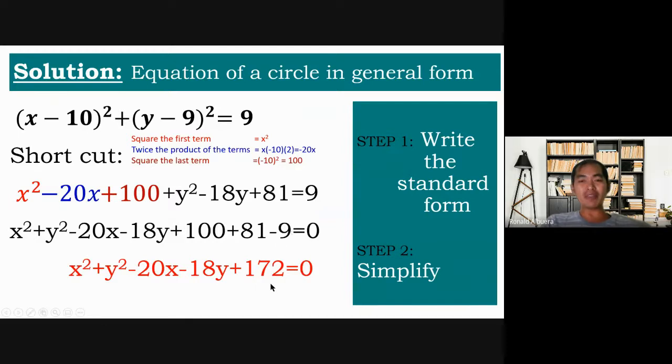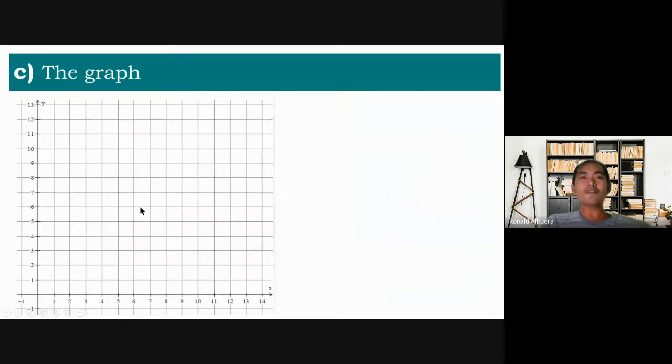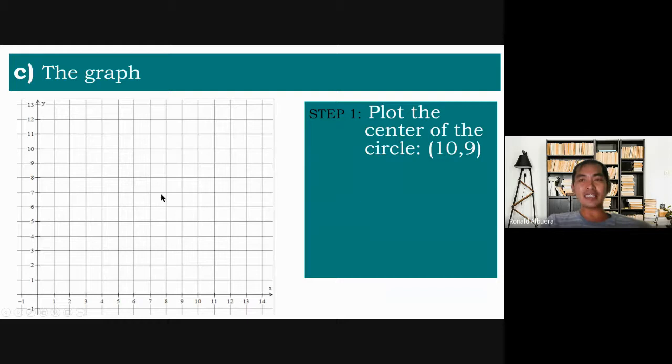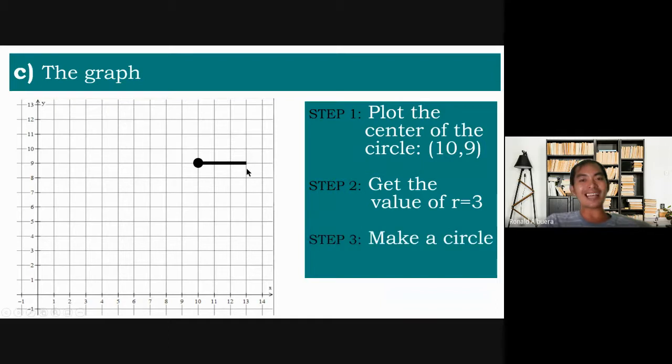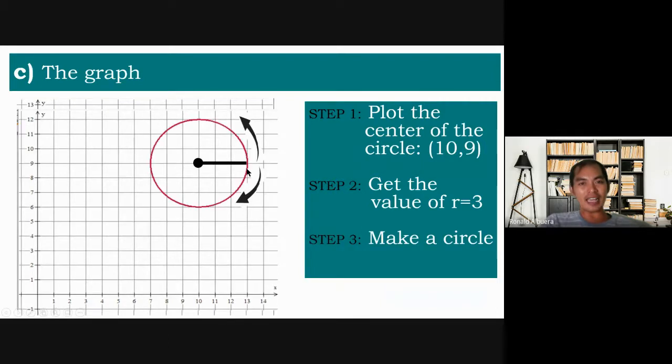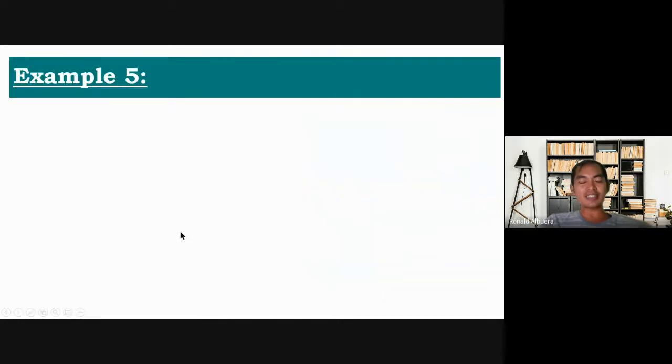Minus 9 is 172 equals 0. So this is now the equation in general form. And then how to graph? Get the center. The center is at (10, 9). And then the length of the radius. Our length of the radius is 3. So we have 1, 2, 3. And then form a circle, a curve, counterclockwise or clockwise. Rotate it. And that is now the graph of the equation of the circle.